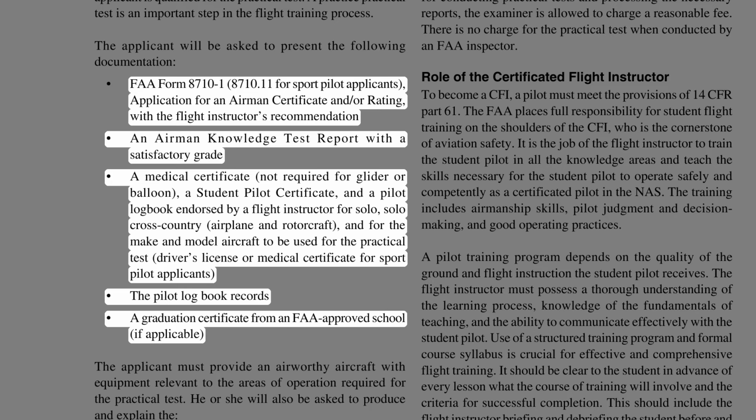8710-1, or 8710.11 for sport pilot applicants, application for an airman certificate and/or rating, with the flight instructor's recommendation; an airman knowledge test report with a satisfactory grade; a medical certificate, not required for glider or balloon; a student pilot certificate; and a pilot logbook endorsed by a flight instructor for solo cross-country in airplane and rotorcraft, and for the make and model aircraft to be used for the practical test; a driver's license or medical certificate for sport pilot applicants; the pilot logbook records; a graduation certificate from an FAA-approved school, if applicable.